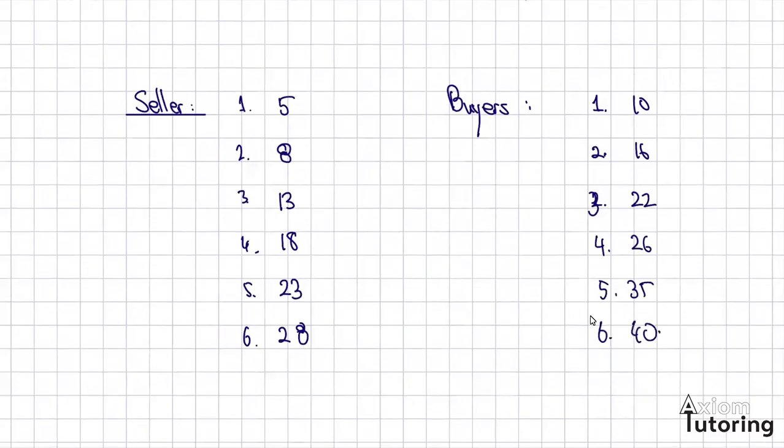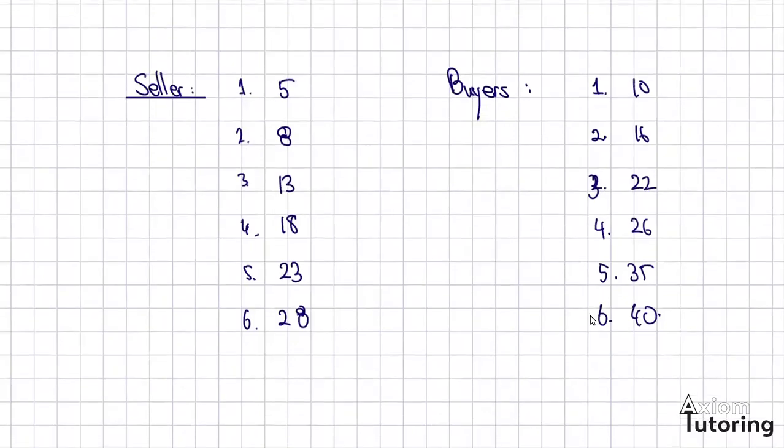Now, it's important that in markets, where you might have millions of people on the seller side and the buyer side interacting together, they don't actually share this information. So this is all private information.